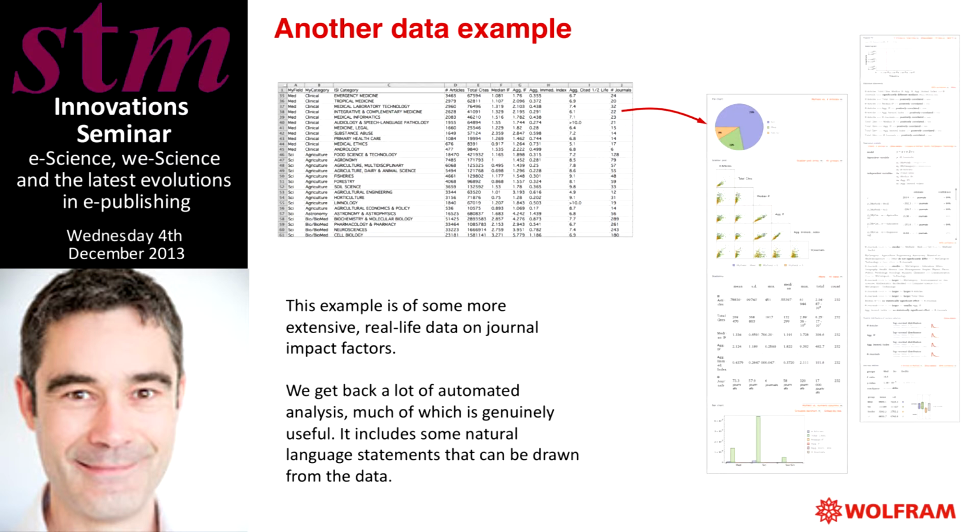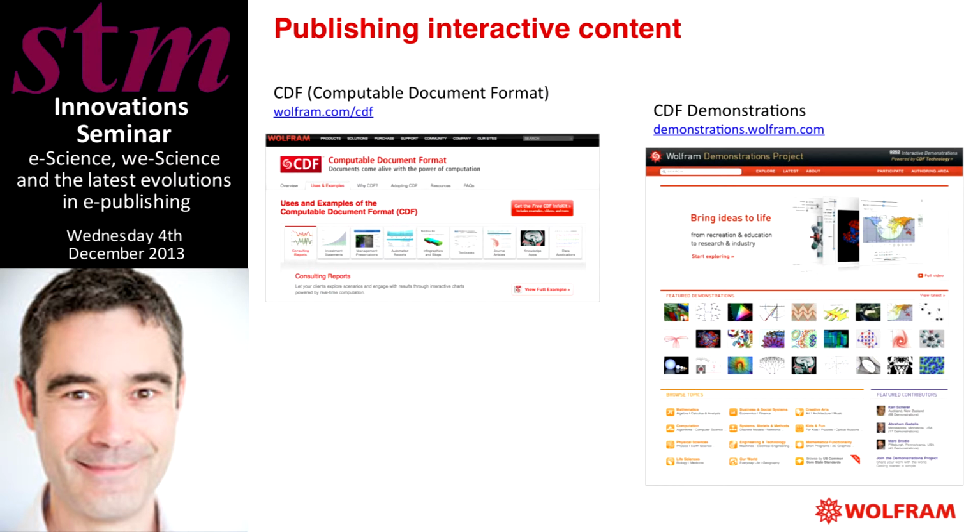Just very quickly, I want to talk about how things can be output. So we have a technology called CDF. It's basically just a file format, and we have free plugins for people just to download so that they can view content. And what it does is it allows people to create things that they can then share with other people. So some of the output that you saw in my Wolfram Alpha queries are essentially creating CDF output. But people can create their own CDF files and share them.